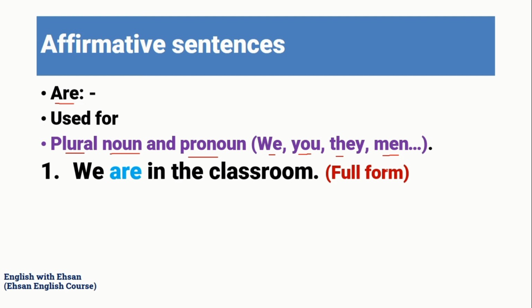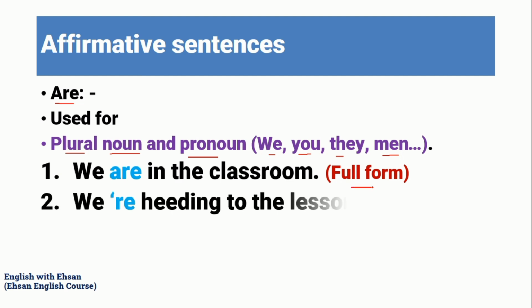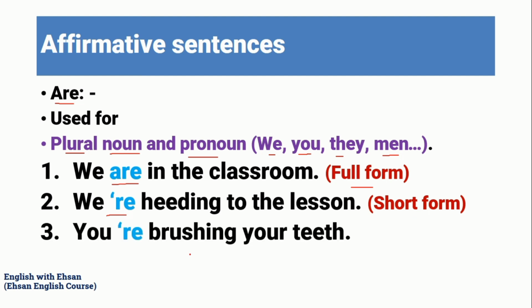And here we also have examples. We are in the classroom. It's our full form. We're heading to the lesson. It's our short form. Number three, you are brushing your teeth. Brushing, we put "ing" here for that, and it's our verb, and "are" is our to be verb in short form.